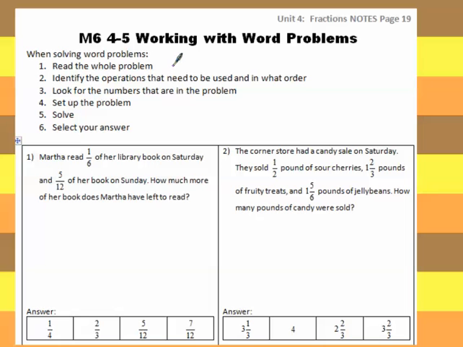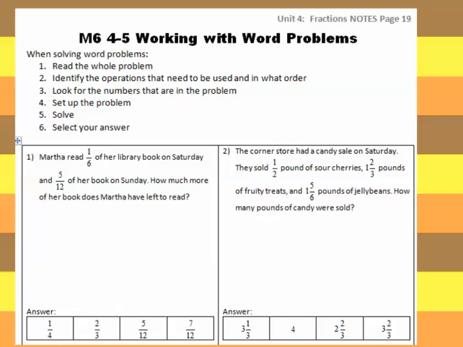So we need to make sure that we read the whole problem. We need to identify the operations that are needed in order to solve the problem and in what order, because remember some of these can be multi-step. We need to look for the numbers that are in the problem, set up the problem, and then solve. And then you're going to be able to select your answer because most of the time you're going to have multiple choice for your answer choices whenever you take your test. Actually, in all cases, you're going to have multiple choice.